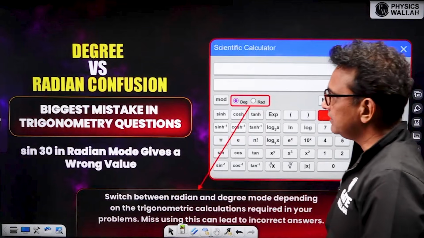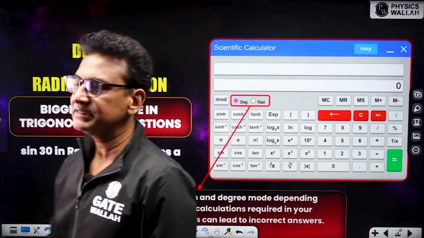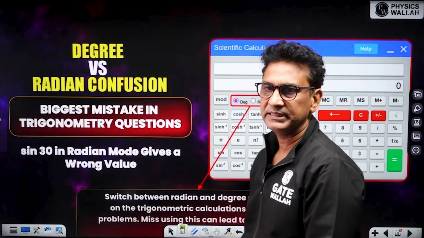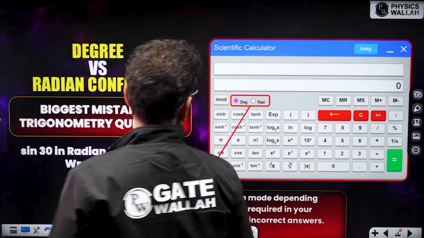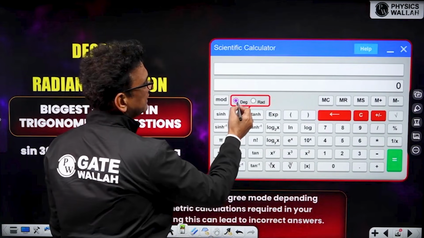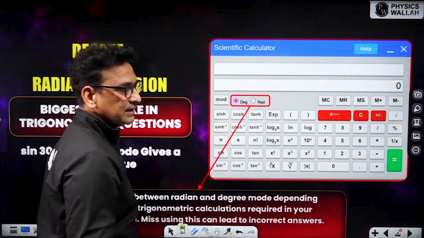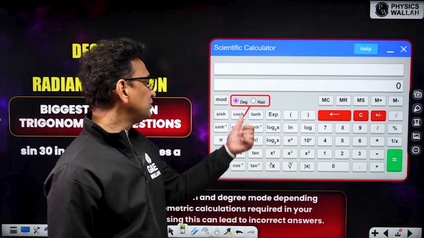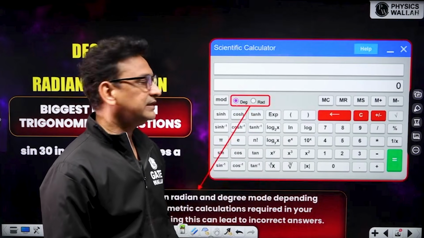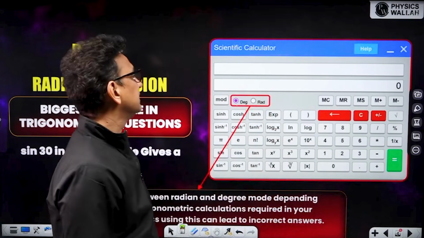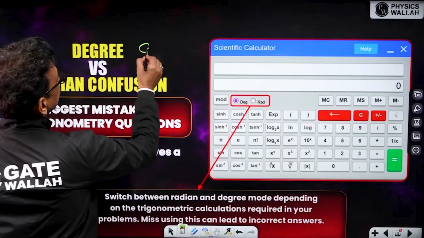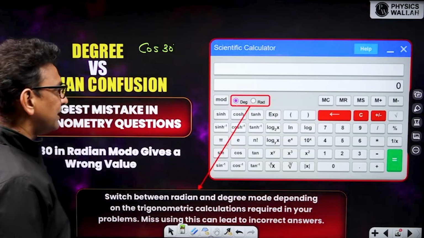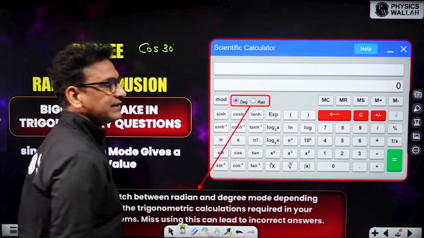Now, the second mistake is degree versus radian confusion. See, the angle can be measured in degree as well as in radian. So degree and radian options are given in this GATE calculator. If I am putting the angle in terms of degree, we have to choose degree. If I am putting the angle in radian, then I will choose radian. Suppose I want to calculate cos 30, where 30 is in degree. What is the value of cos 30 degree? So first of all, I have to choose degree here in the GATE calculator.